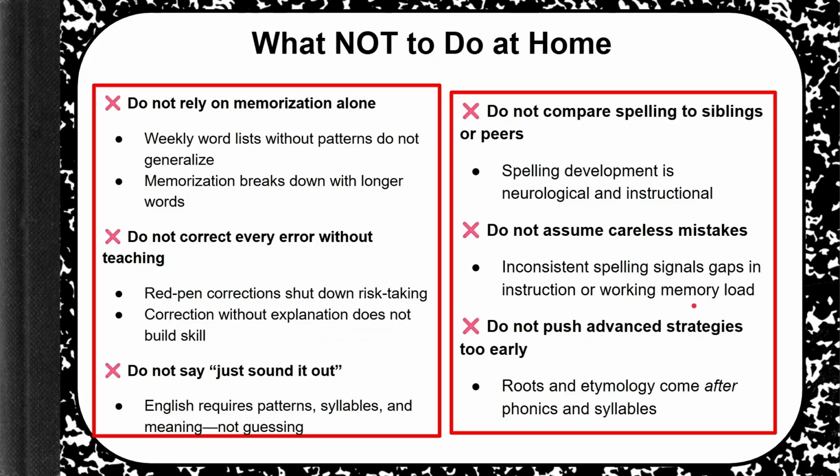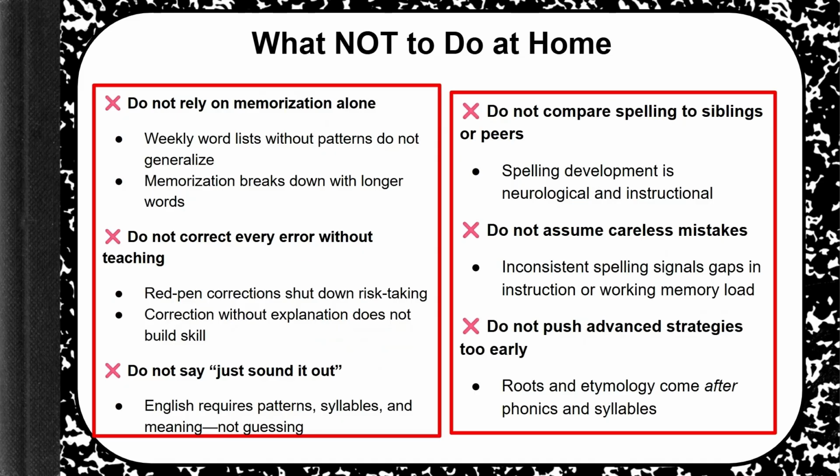So, parents and teachers, do not tell parents to do these certain things at home. So, number one, do not rely on memorization alone. Previously in the past, we had what we called balanced literacy, which was based on whole language, which assumed that kids just learned how to read naturally, which has been debunked, and it focused on picture dictionaries and memorizing words. That is not how our brain learns to read. So if you're coming home to weekly word lists without patterns and that they are just generalizing everything, or if you have memorization breaks with these long words, that's not working.